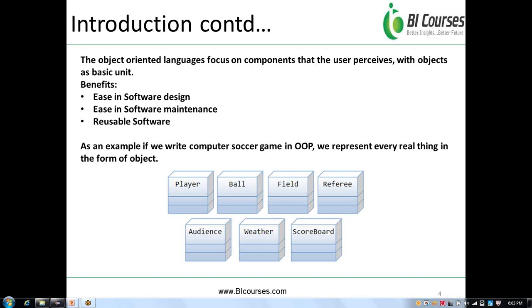thing in the form of an object. Suppose we take this soccer game. In a soccer game, we will have players, ball, field, referee, audience, weather, scoreboard. So these are the real time entities, and we represent these entities in the form of objects. If you look at here, player, ball, field, referee, audience, weather, scoreboard. Each and every entity has some properties, and how will we mention those properties in each object?